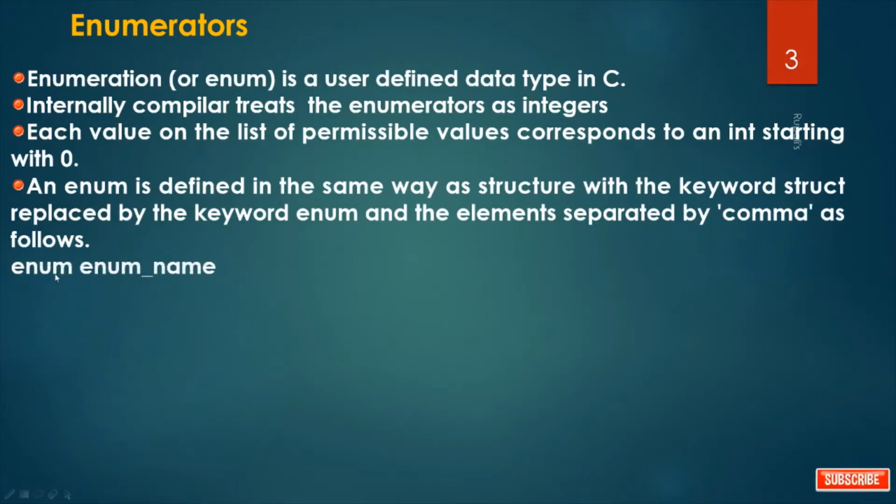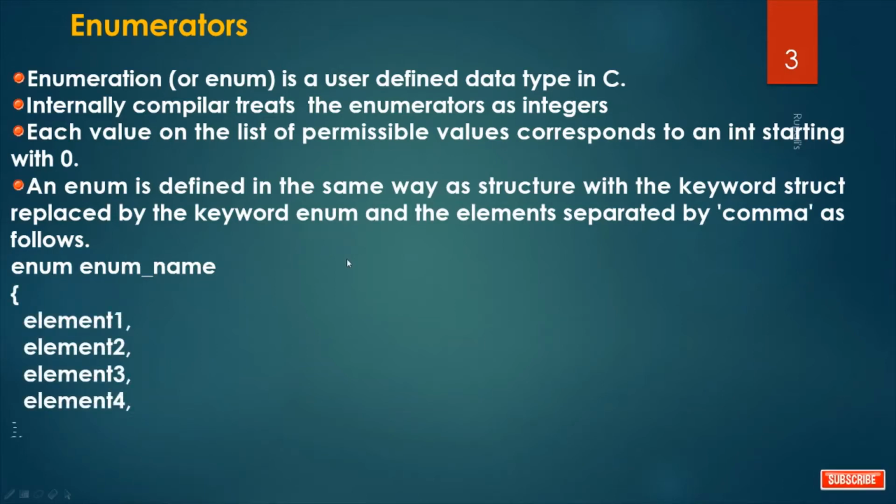First enum. In case of structure, you have to write the keyword struct. Here you have to write enum and then the enum name. And then these elements, these variables, are separated by comma. But in case of structure, it is separated by semicolon. And at the end of the enumerator, you have to give another semicolon. So this is the syntax of enumerator.